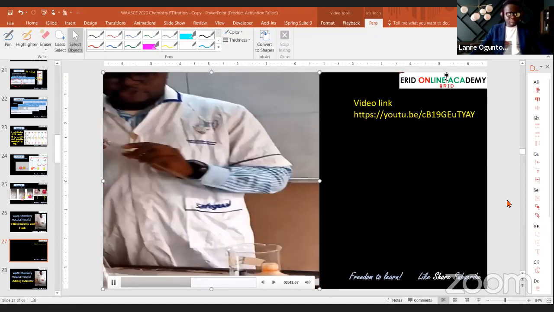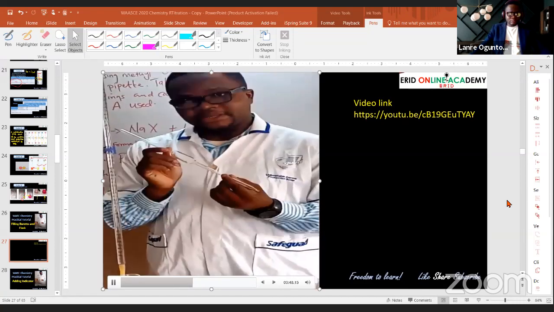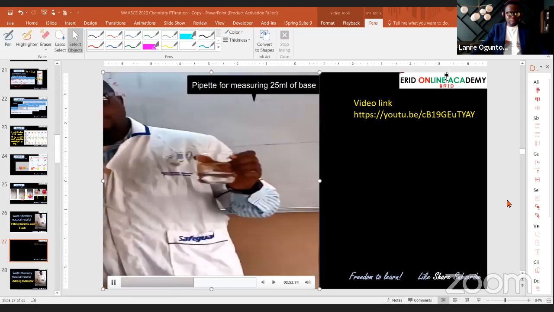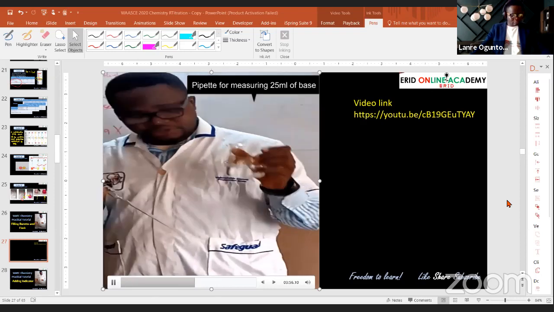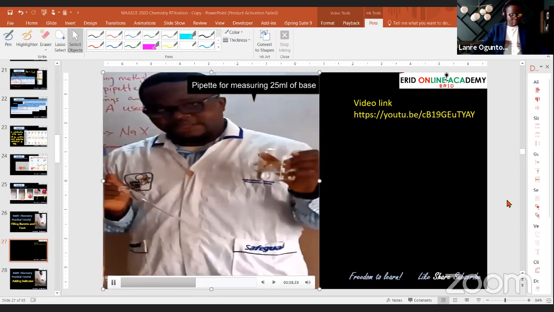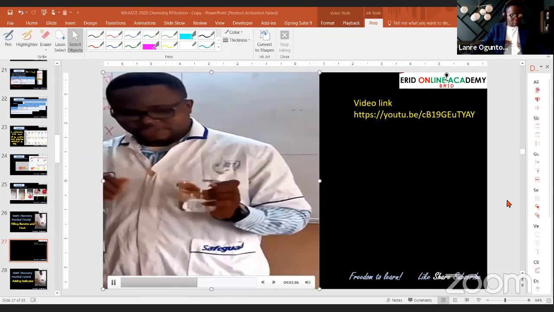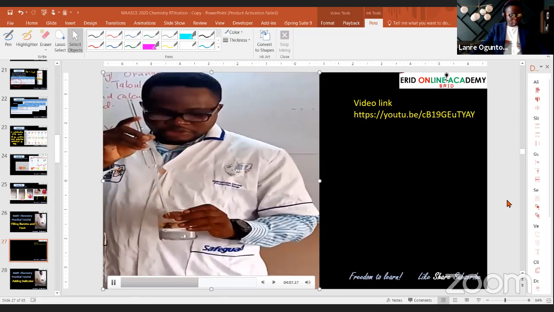So what do you use to measure your base? You use a pipette. Okay, so this is my solution B, which contains the alkaline. This is solution B, which contains the alkaline. So ensure that you look at the label properly so that you don't make mistakes. Okay, so I will dip my pipette into the alkaline solution.